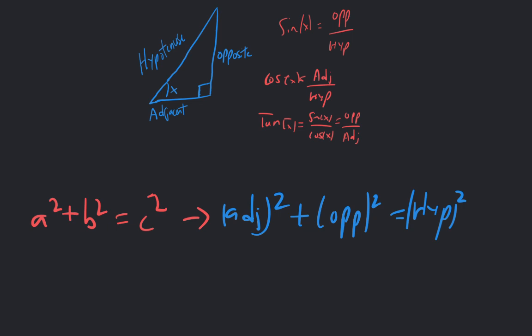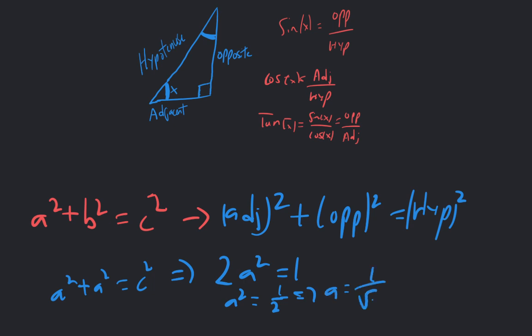If we imagine that the adjacent and the opposite side lengths are equal, that means that their angles are also going to be equal. So that would be that a squared plus a squared is equal to c squared. If we set c equal to 1, then we have 2a squared is equal to 1, or a squared is equal to 1 over 2, where now a is equal to 1 over the square root of 2.